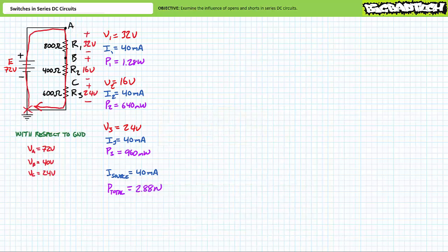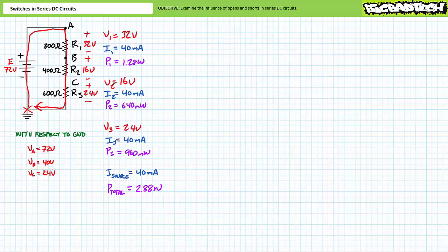Starting at ground and traveling in the clockwise direction, we first encounter a 72-volt rise. VA with respect to ground is undoubtedly 72 volts higher. Traveling from A to B, we encounter a 32-volt drop. Point B must therefore be a 72-volt rise, less a 32-volt drop, or 40 volts higher than ground.